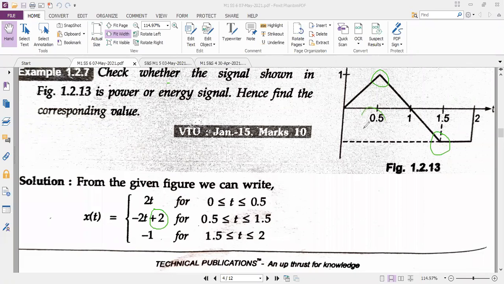So now let me try. I know I have to start from 0.5. By trial and error method, I have written my expression as minus 2t plus 2. Let me substitute the value 0.5. So 0.5 is nothing but 1 by 2. I'm substituting 1 by 2 here: minus 2 into 1 by 2 plus 2. If I solve this, it is minus 1 plus 2, which is equal to 1. So you see here the amplitude is 1 at 0.5.